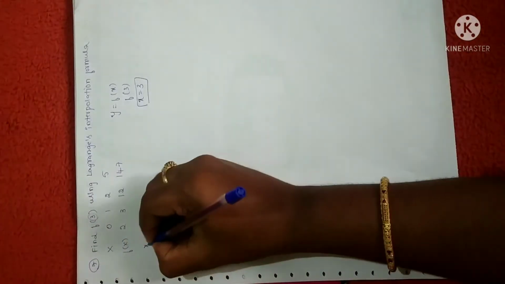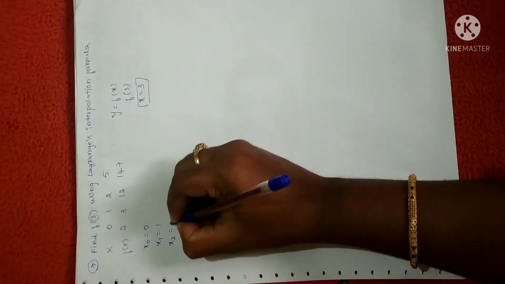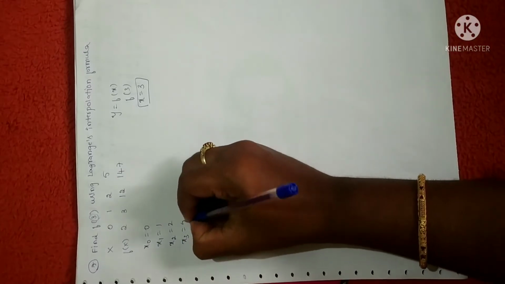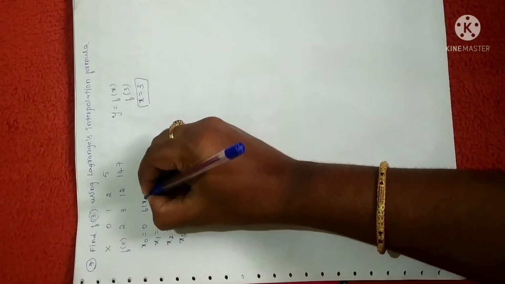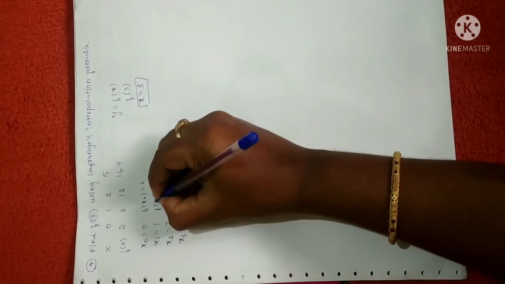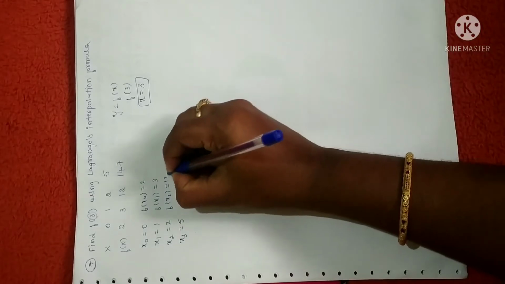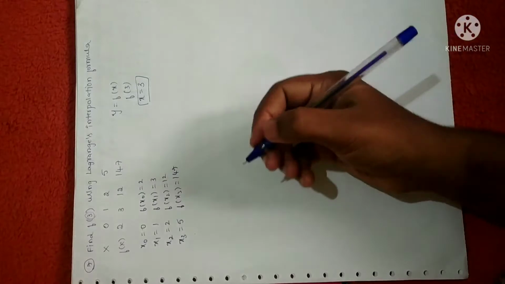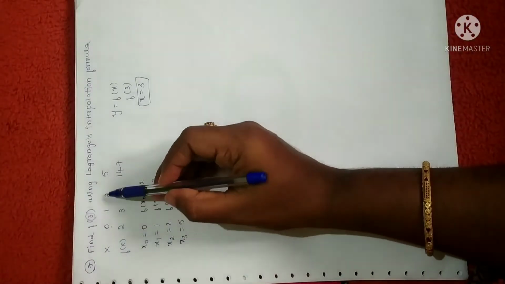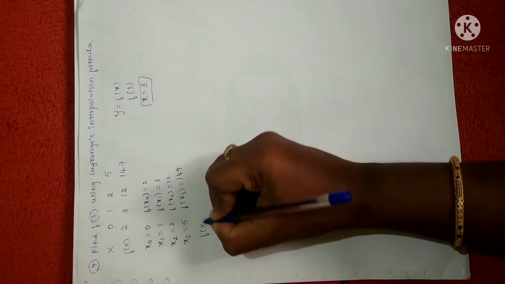Now let me make a list. x0 is 0, x1 is 1, x2 is 2, x3 is 5. Remember the values will start with x0. Next let me make a list of f of x0 is 2, f of x1 is 3, f of x2 is 12, f of x3 is 147. Fine. Now how many points do we have? 1, 2, 3, 4.